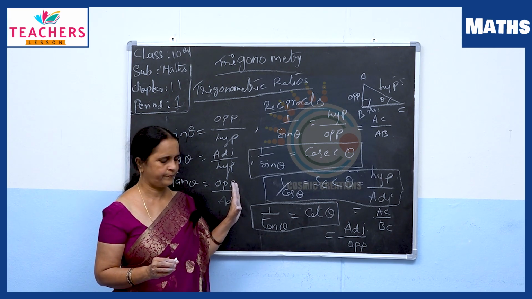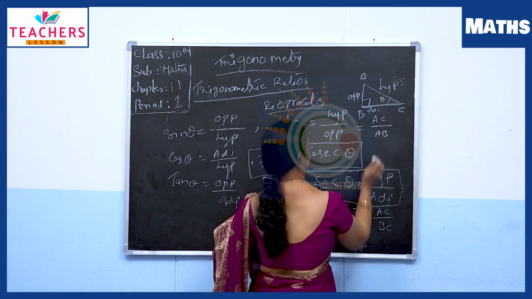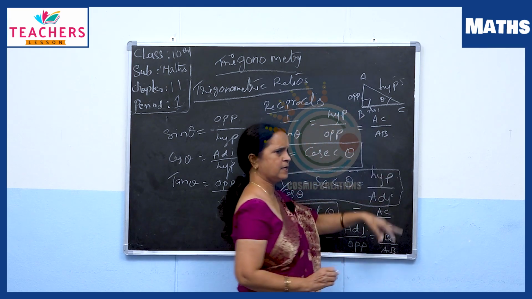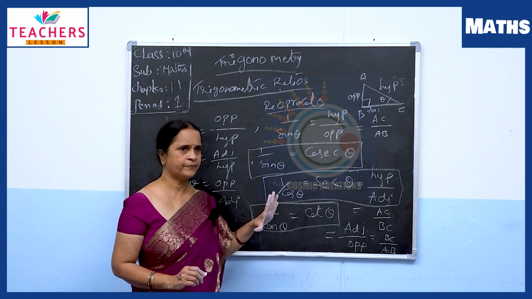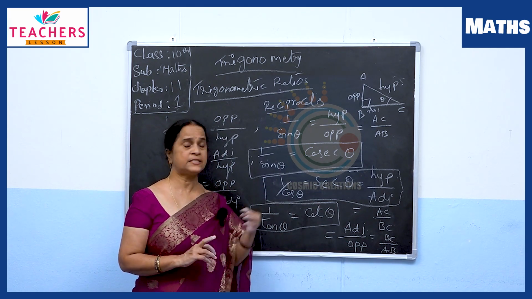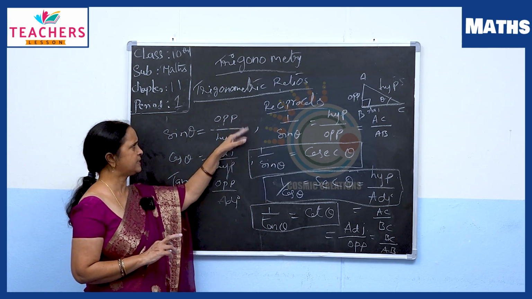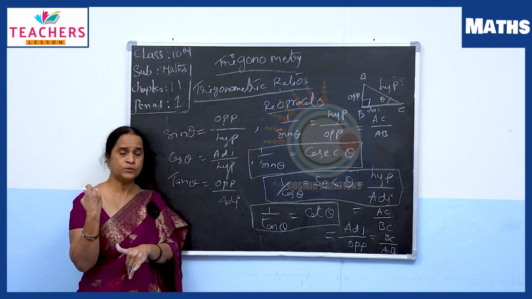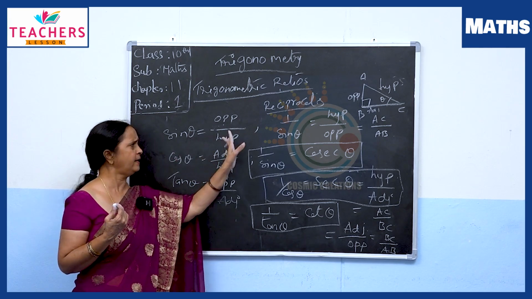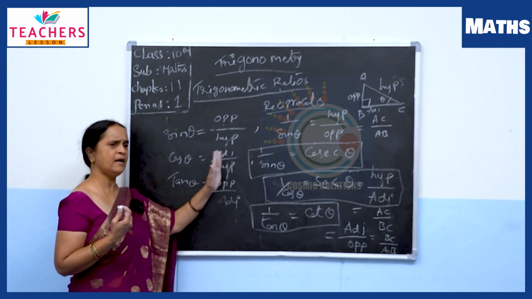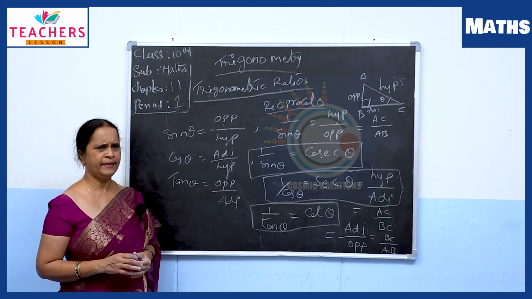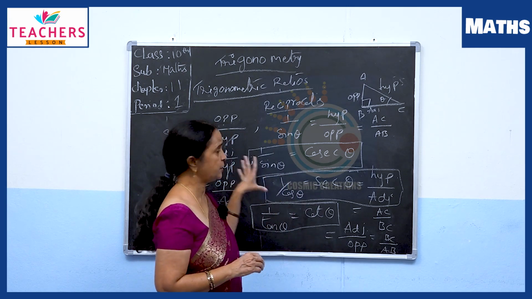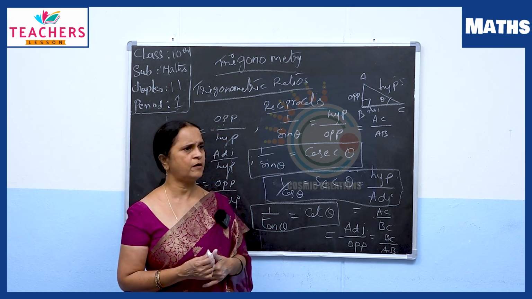Here BC by AB, not A. Very good. BC by AB. Adjacent is BC, AB is opposite. Got it? Sin theta, cos theta, tan theta, these are the ratios. Because two sides are there, the ratio between these two sides is called sine. What are the two sides? One is the opposite side to theta and hypotenuse. Okay, cos theta, adjacent side and hypotenuse. Got it? We have to solve some problems based on these ratios. Okay, next class we are going to solve from the textbook.